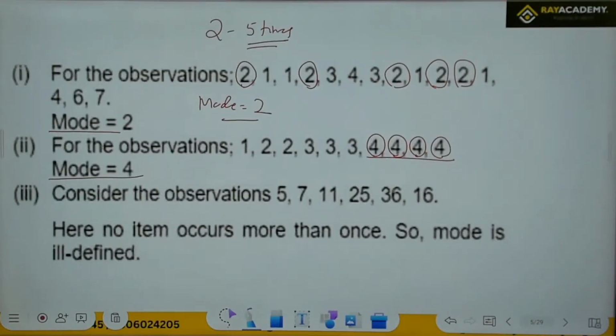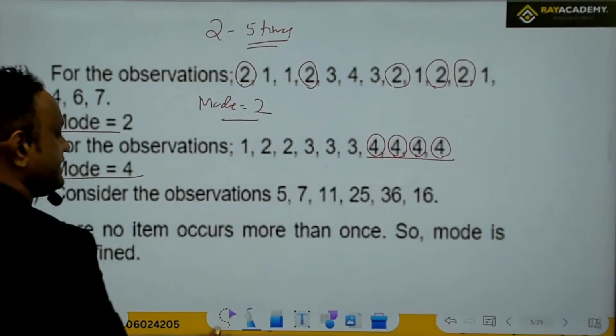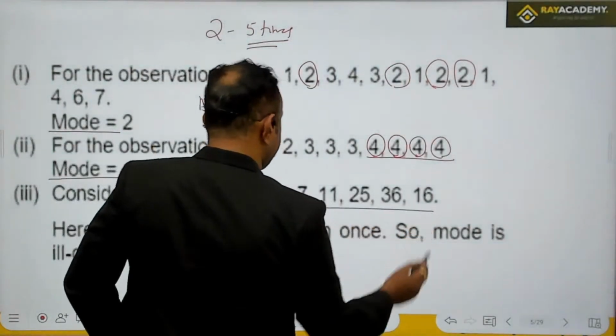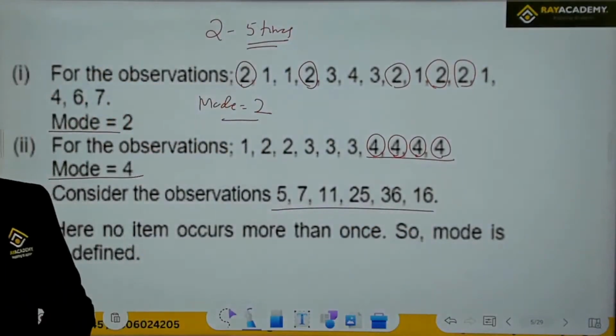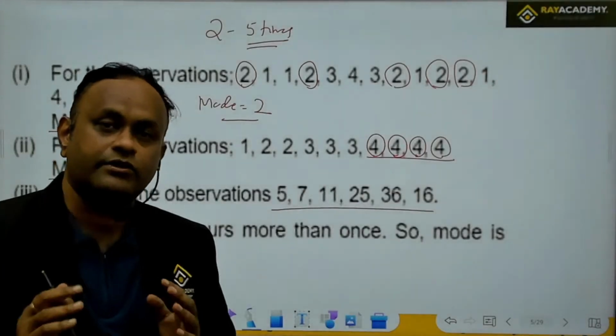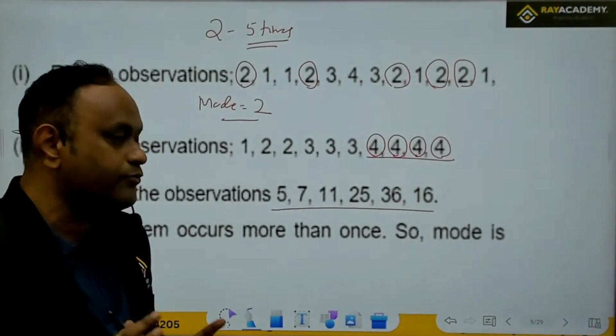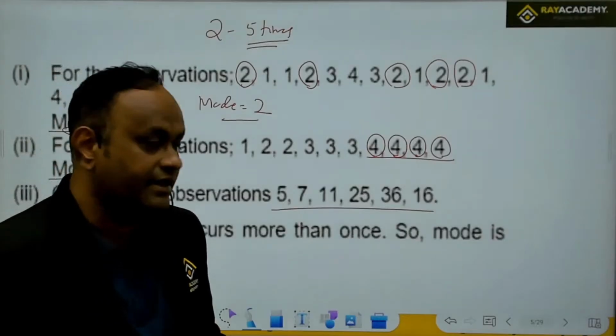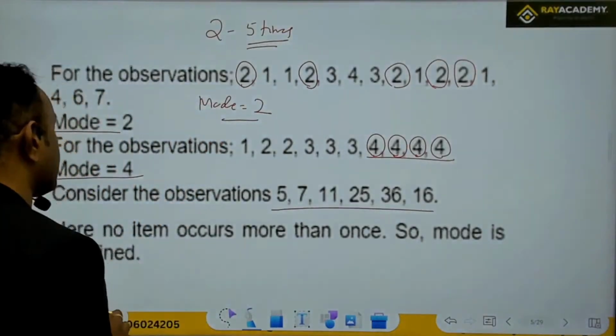What is the third one? Consider the observation 5, 7, 11, 25, 36, 16. Here every number is coming once only. So there is no maximum. If that is the case, what will the mode be?